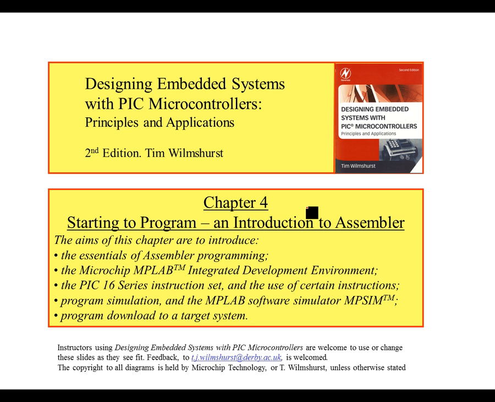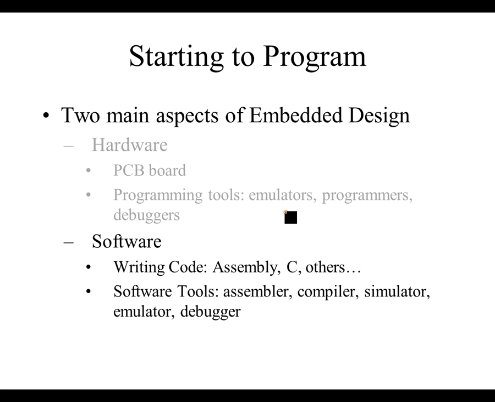The previous lesson was the first part of Chapter 4, the hardware part of it. Now we're going to be working on the software portion of that. There are two parts the book talks about: writing the code, and the software tools. For writing the code, two languages are commonly used, assembly language and C. There are others, but assembly and C are the most common.